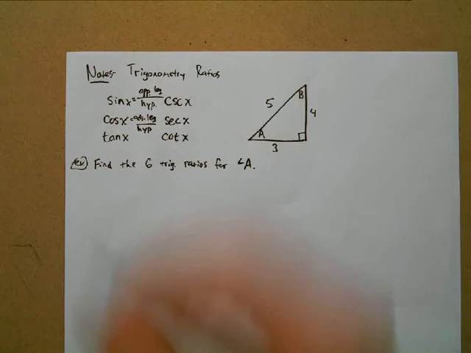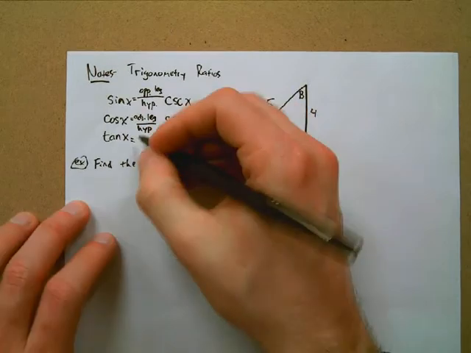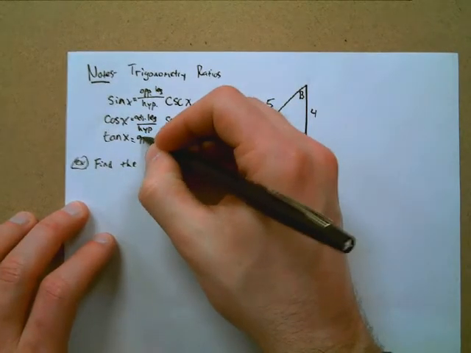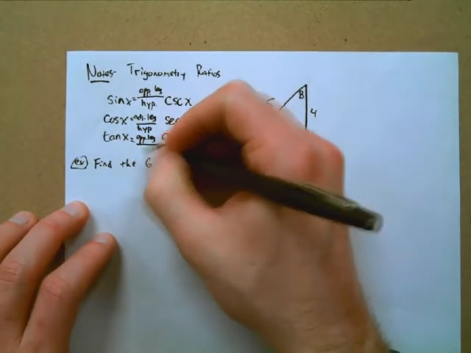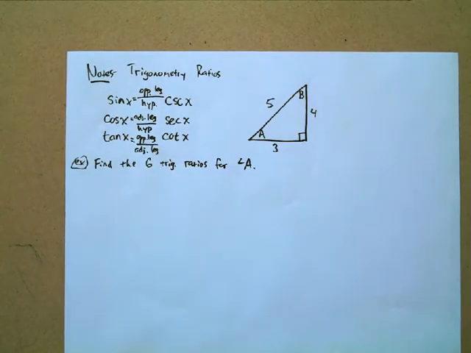The device that we have to remember is SOHCAHTOA, right? I'm not going to have any space to write that here, so I'll just put it up here. It's very important that you spell SOHCAHTOA correctly, or else you're going to mess up your ratios.